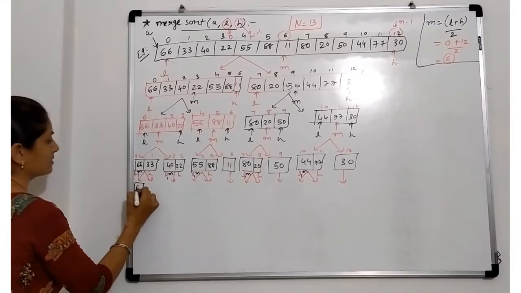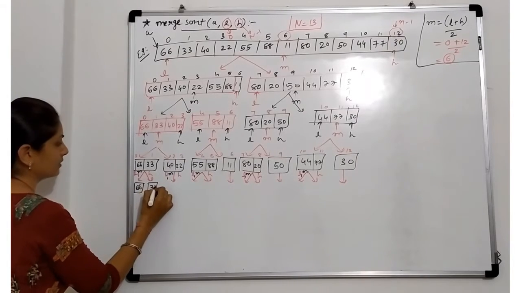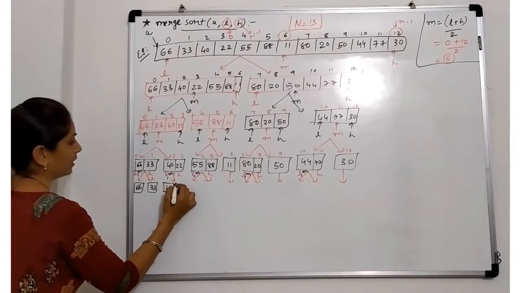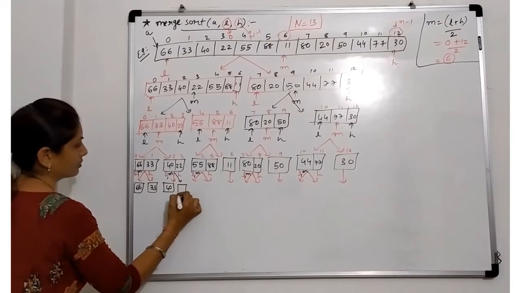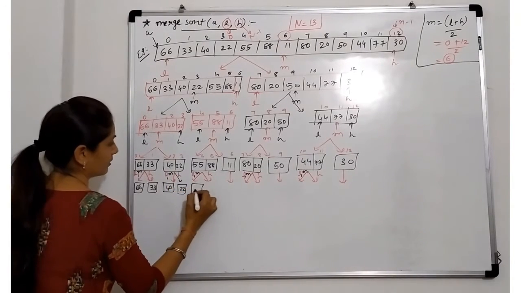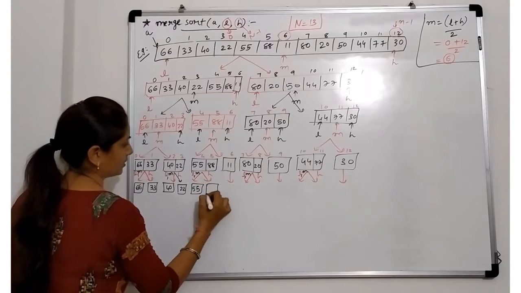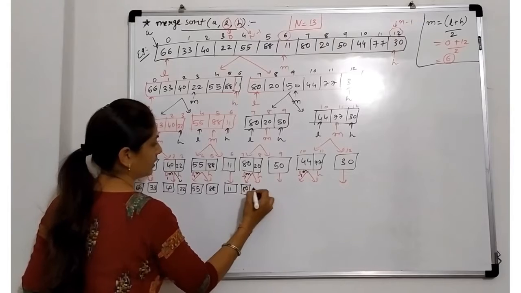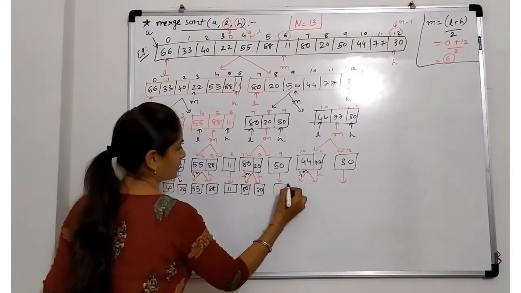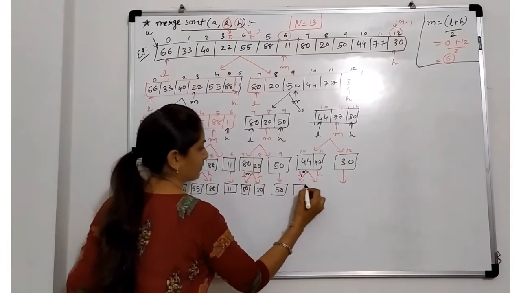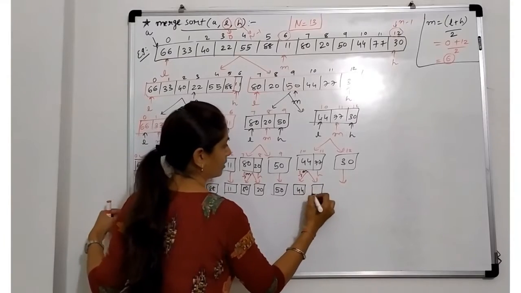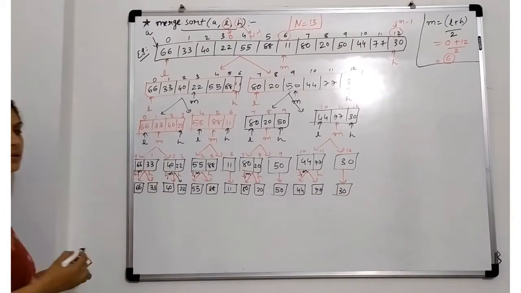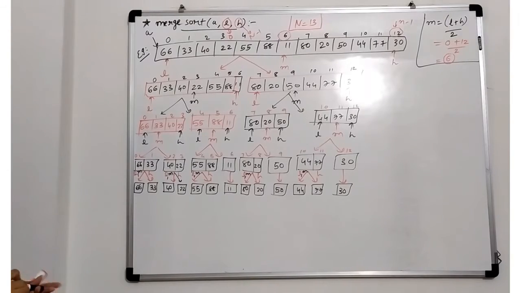So the first part is 66, second part is 33. Here again separate 40 and 22. Again separate 55, 88. This is already separated. 80, 20. This is already separated. 50, 44, 77 and 30. Now all the elements of the array are separated.